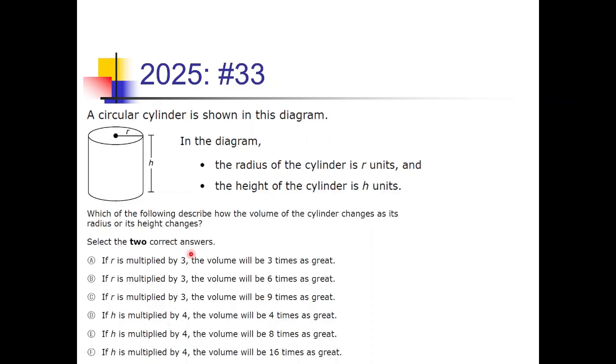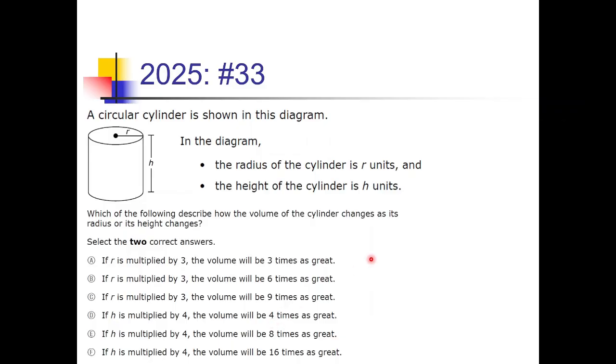Although they say select two answers, we probably want to pick one that has an r and one that has an h. Now you'll notice that in all of these choices for the r's, we're multiplying the r value by 3 every single time and just seeing how that changes the volume. For the h's, we're multiplying all those by 4.